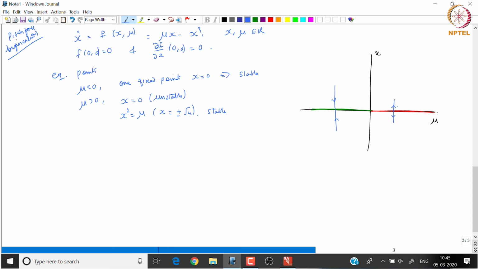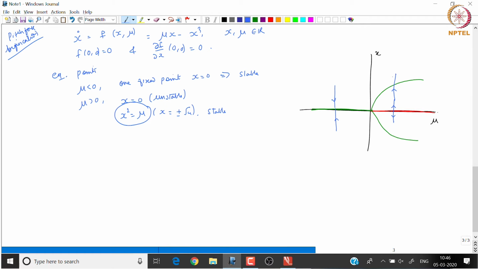Okay, and then what else is the other equilibrium condition? You have x square equal to mu, which looks something like this, a parabola like this. So this is stable in both cases, so I'll just have a green line here. Not the best of drawings, but good enough for explanations here.